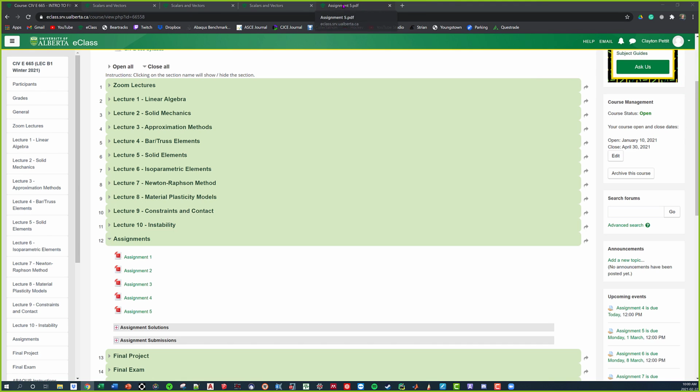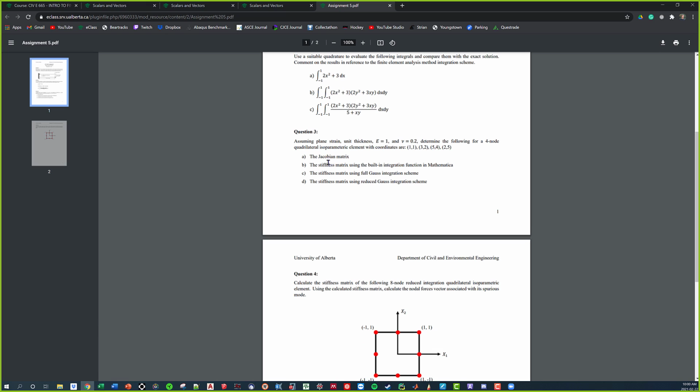All right, so if we look at assignment number 5 and scroll down to question number 3, it says, assuming plane strain, unit thickness, elastic modulus of 1, and Poisson's ratio of 0.2, determine the following for the 4-node quadrilateral isoparametric element with coordinates (1,1), (3,2), (5,4), and (2,5). It wants the Jacobian matrix, the stiffness matrix using built-in integration, so this would be integrating from -1 to 1, then -1 to 1, the stiffness matrix using full Gauss integration, and then the stiffness matrix using reduced Gauss integration. So that's what we're going to cover right now, nice and easy.